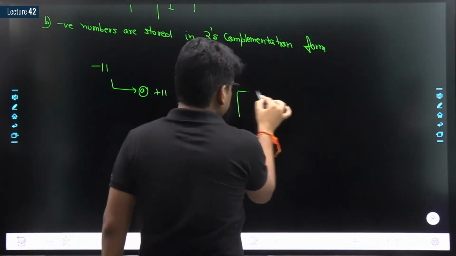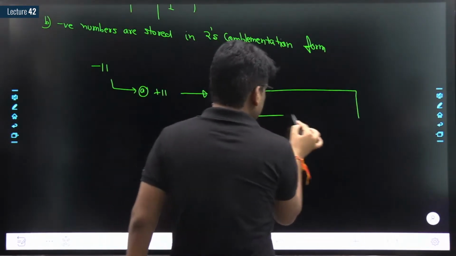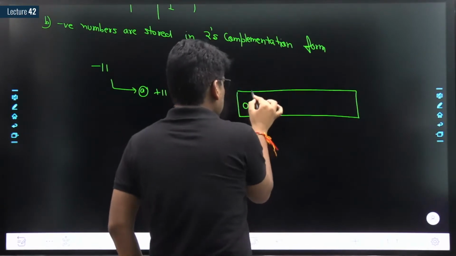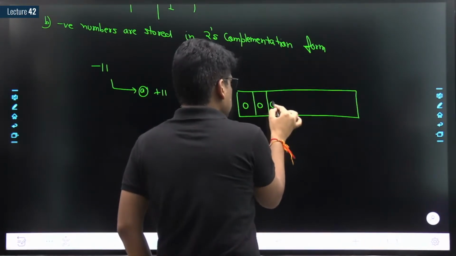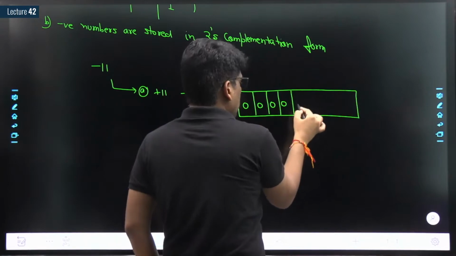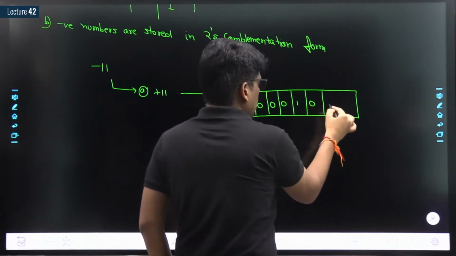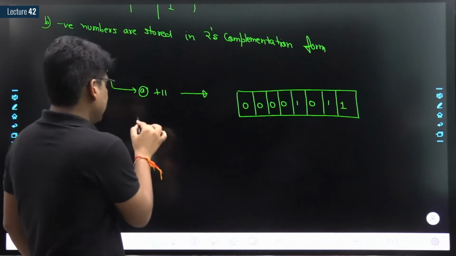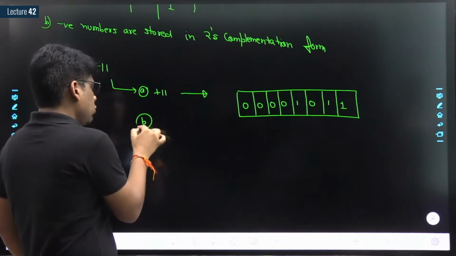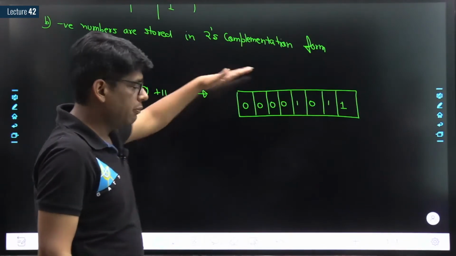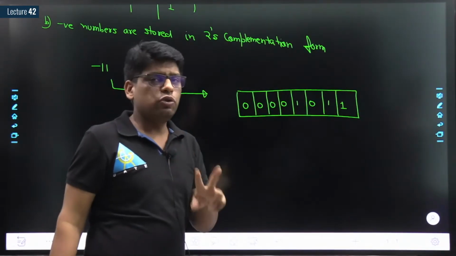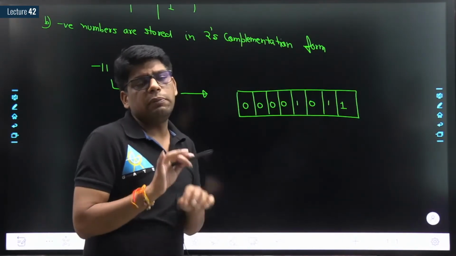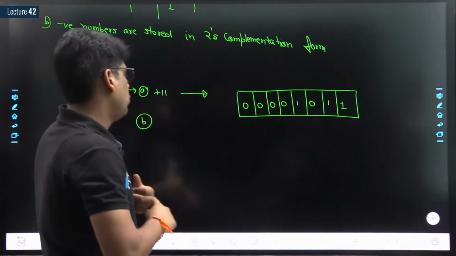In 8 bits, we have 0, 0, 0, 0, 1, 0, 1, 1. Okay, sir. Then we calculate the 2's complement of plus 11. Sir, now we have two methods for calculating the 2's complement of a number. Sir, what are those methods?